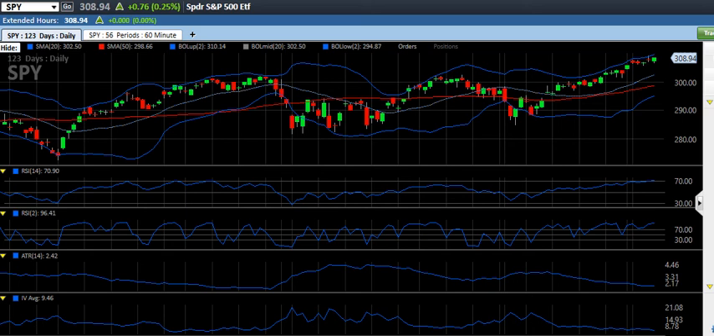You can see the RSI there. That is the relative strength index, and that just shows you the price strength.